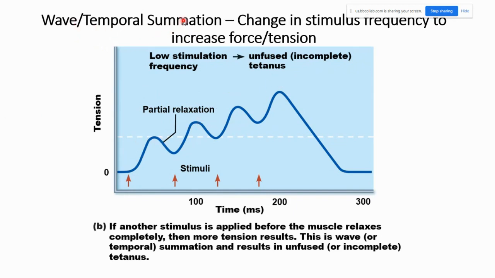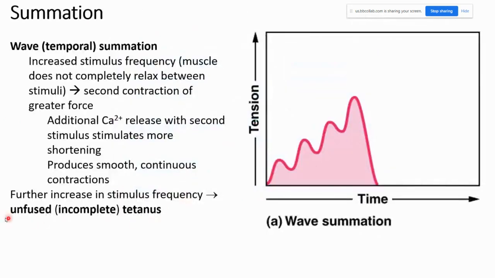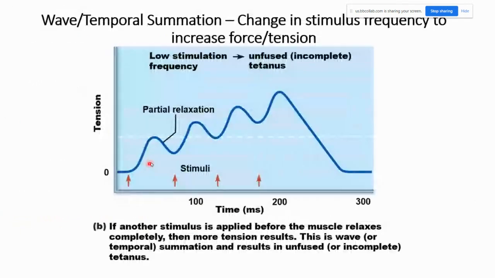That's called wave summation. But since it's partially relaxing in between, and by the way, this happens too fast to feel any relaxation, but because it is partially relaxing, we call this, I'm going to go to the slide before, unfused or incomplete tetanus. That has nothing to do with a tetanus shot, by the way. Just means muscle contracting. So unfused or incomplete means we got a little bit of relaxation in between the summation, the wave summation, just like that.